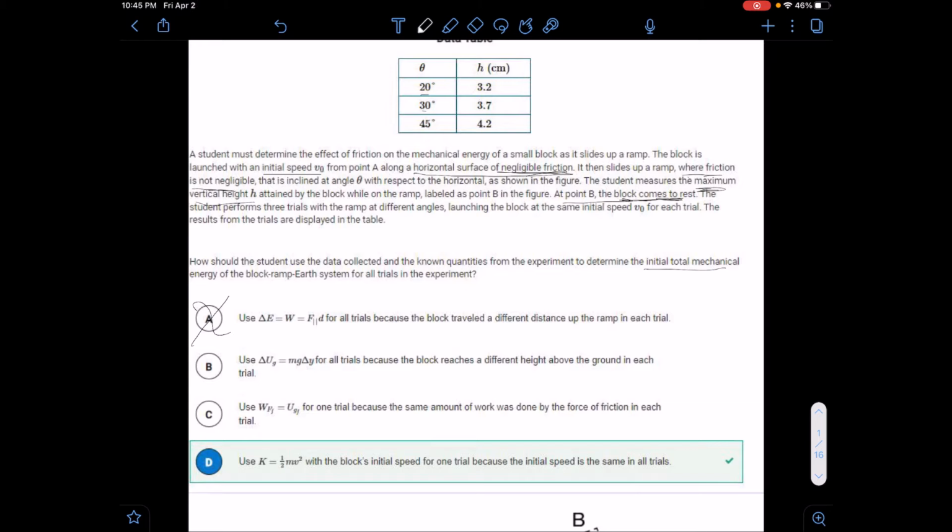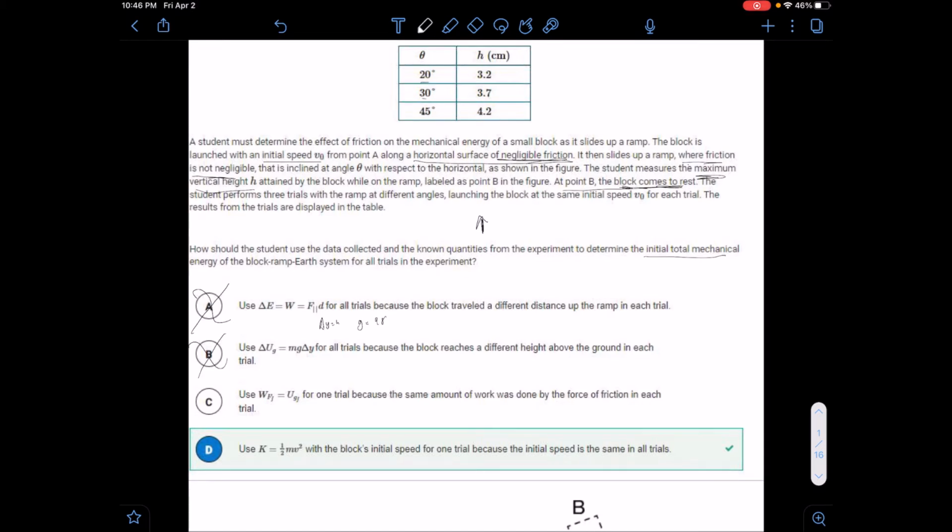So the total mechanical energy is supposed to be the kinetic energy plus gravitational potential energy, but this equation only gives us the gravitational potential energy, while we only know the quantities from what's given in here. So the only thing we know is that delta y equals h, and that g is equal to 9.8, but we don't know the mass. So this doesn't work, because we don't have enough information collected to use this equation.